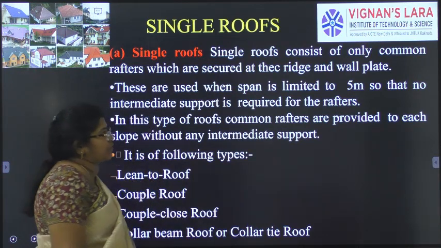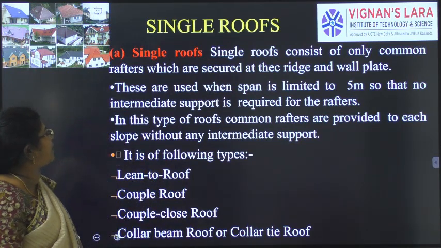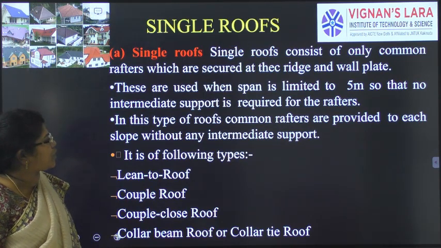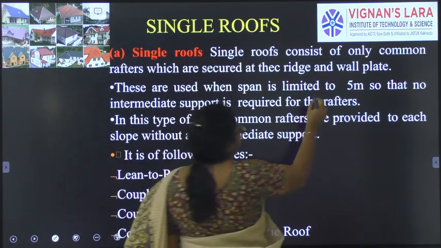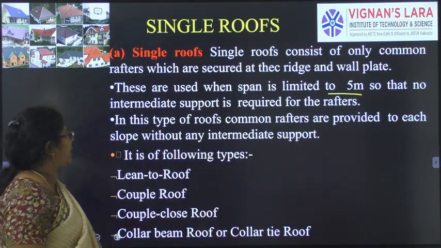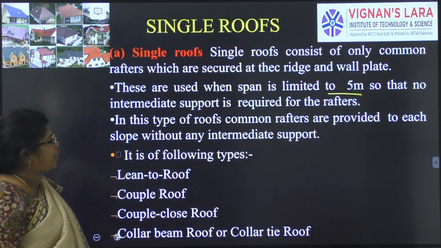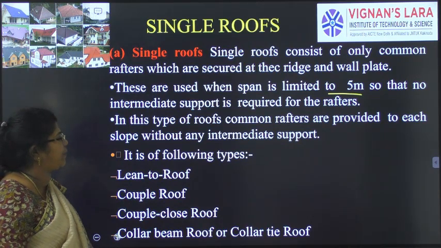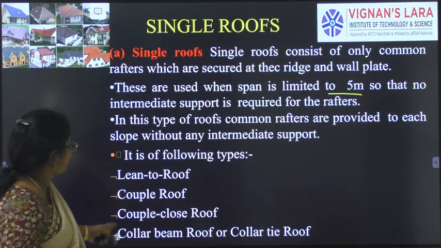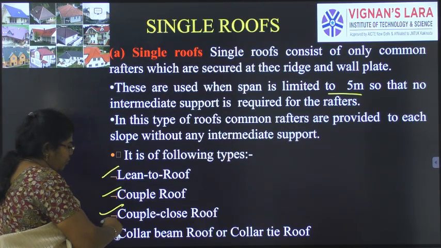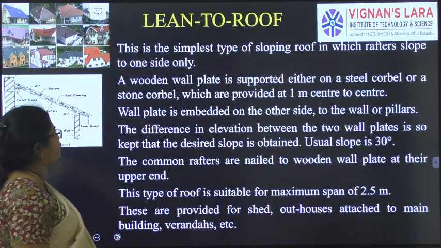So a single roof consists of only common rafters which are secured at the top edge to the wall plate. They are used when the span is limited to 5 meters, so that no intermediate support is required for the rafters. In this type of roof, common rafters are provided to each slope without any intermediate support. It is of the following types: lean-to roof, couple close roof, or collar beam roof or collar tie roof.